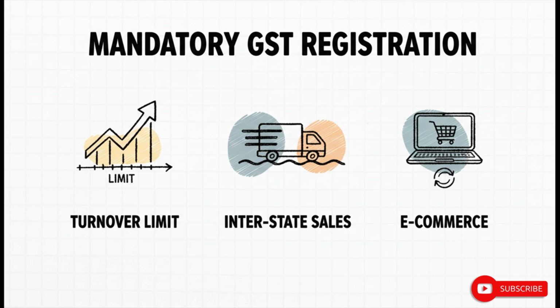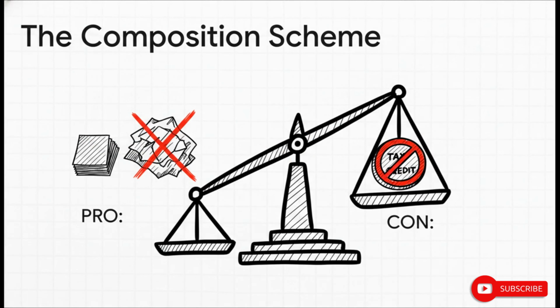Nope, not at all. It only becomes mandatory once a business's total sales for the year cross a certain limit, which the government sets. It's also a must if you sell to customers in other states or if you sell your products online through platforms like Amazon or Flipkart. Now, for smaller businesses that qualify, there's a much easier path called the composition scheme.